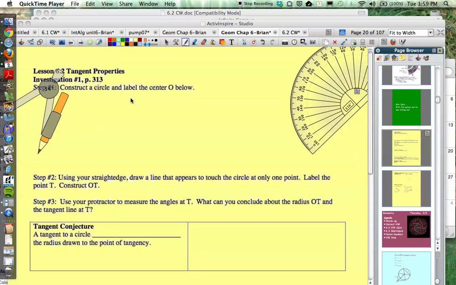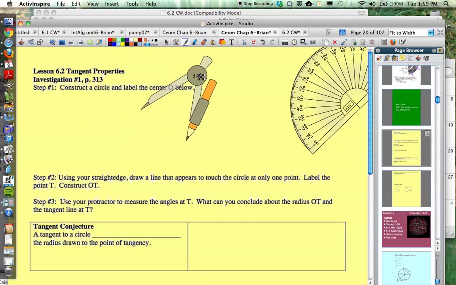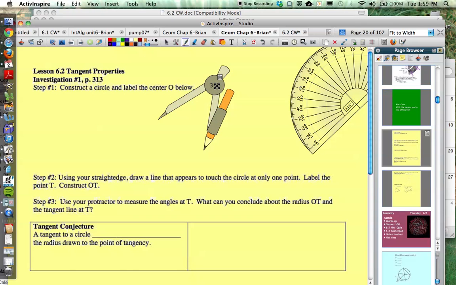Okay, this is lesson 6.2, tangent properties. Again, we are looking at circles in this unit, and if you recall, a tangent line is a line that will intersect the circle exactly one time, so we're going to be working with circles and tangent lines and looking at a couple properties related to that.